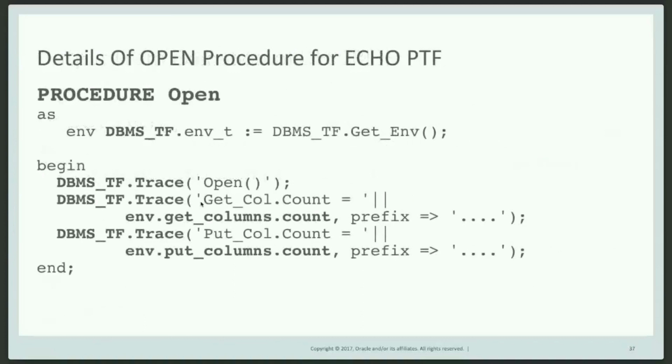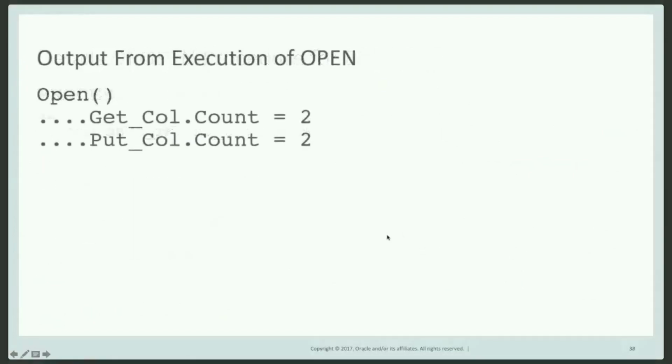So the next one is the open procedure, and I'm just going to get some environmental information. And again, I'm going to use trace to say, okay, I'm in open mode. So I'm in the open function. I'm going to get the column count, pick up some information and just push it out. That's all I'm going to do. So it's going to say I've got 2 columns to process and I now need to add 2 additional columns. That's in effect all the open's going to do for me. It doesn't need to do any processing.